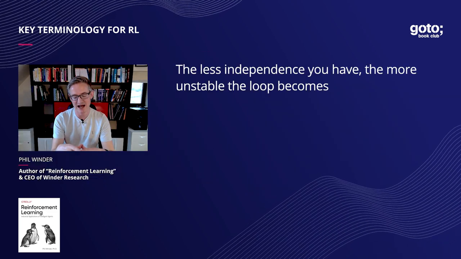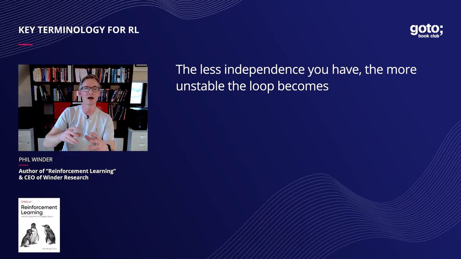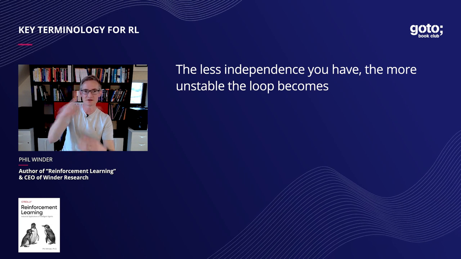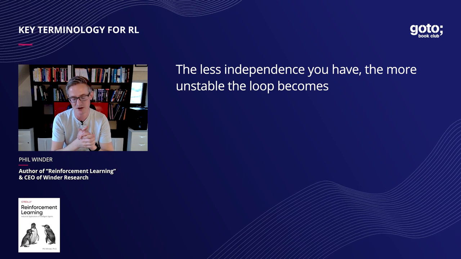So, there's a couple of things there. The less independence you have, the more unstable the loop becomes. If it does start to become dependent, you get this reinforcing loop, which could, you know, blow the whole learning process up. An example there would be like a child eating sweets is an inherently positive thing, and it tastes great, and so you just eat more and more and more, but eventually you're sick, you know. Yeah, sure. Eventually you explode.